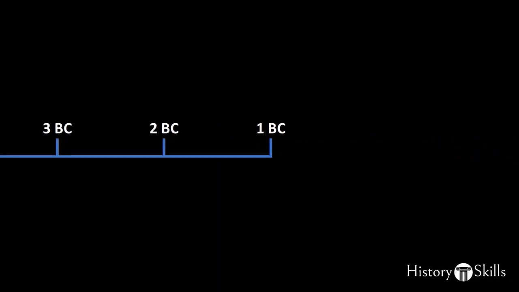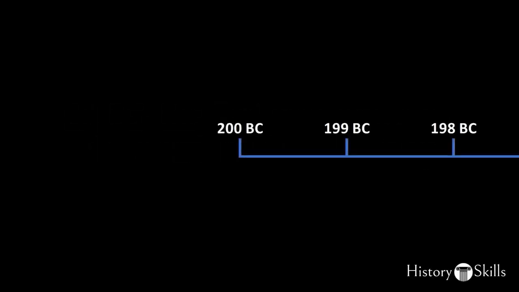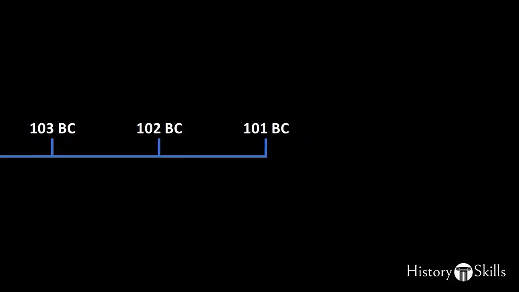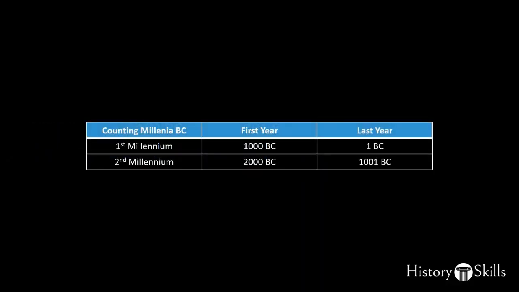When talking about centuries BC, it is the first year in chronological order which provides the number for the century. For example, the 2nd century BC began with the year 200 BC, and the last year was 101 BC. When counting millennia BC, the same rule applies, but in reverse also. The first millennium BC began in 1000 BC and ended in 1 BC.